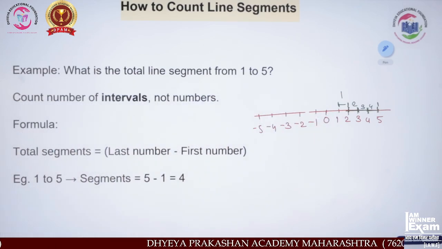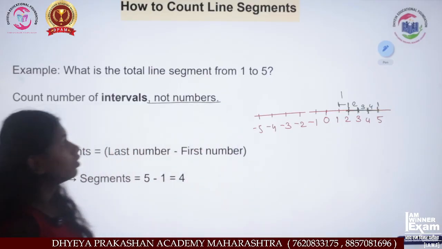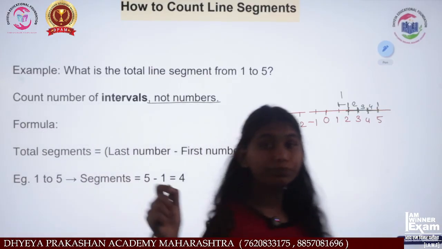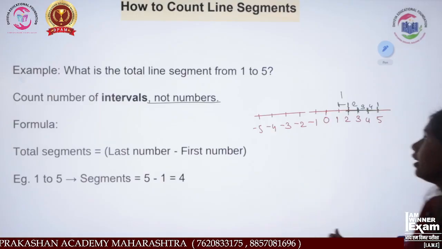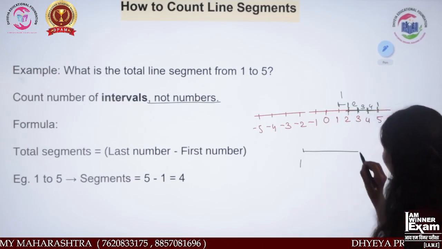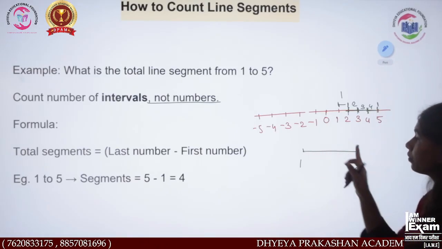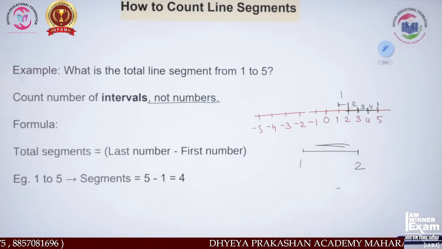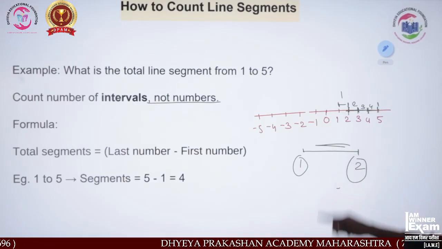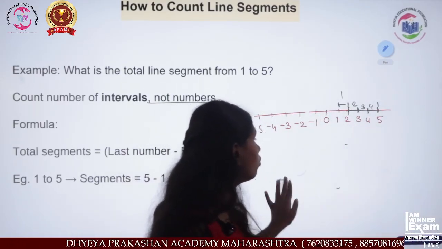4 line segments. Okay. So count the number of intervals, not numbers. Now you have to count the intervals. What is meant by interval? This line segment. Now 1 and 2. So the space between here is the what? Interval. And these are the numbers of the starting and ending point of that line. Okay. So we have to count the interval.